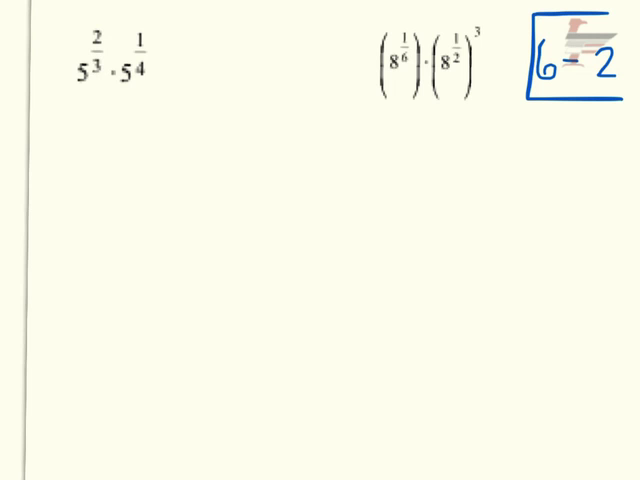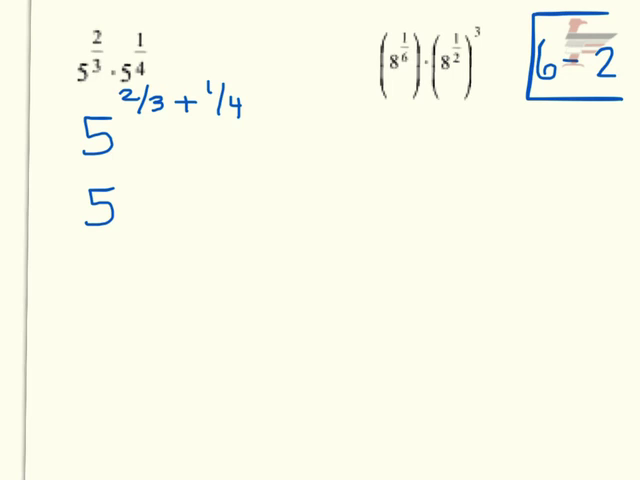All right, so the first one is 5 to the 2/3 times 5 to the 1/4. So again, if you have the same base, you keep that base the same. And when you're multiplying like bases, you add the exponents. So it's going to be 2/3 plus 1/4. And of course, with fractions, you need common denominators. So between 3 and 4, that would be 12.